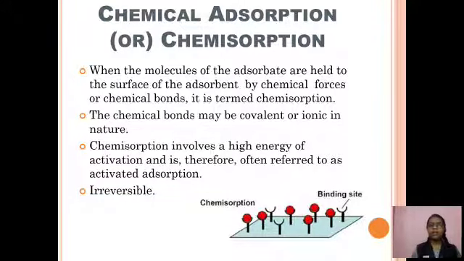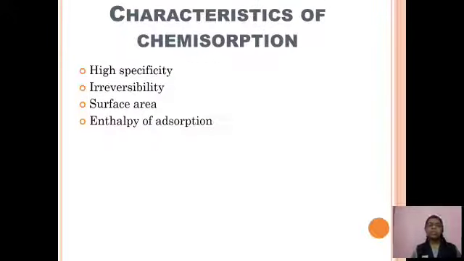So we are referring to chemical adsorption as activated adsorption. Also, it is irreversible in nature. As the compound is formed, we can't reverse it into its original state. Now we are going to study the characteristics of chemical adsorption. So four characteristics we are studying: high specificity, irreversibility, surface area, and enthalpy of adsorption. One by one we are going to learn.